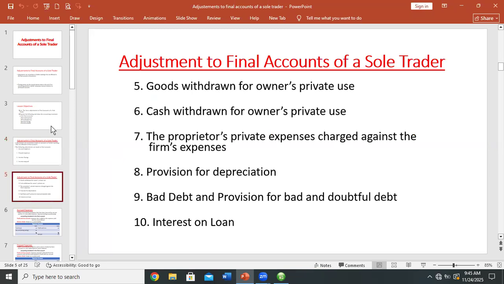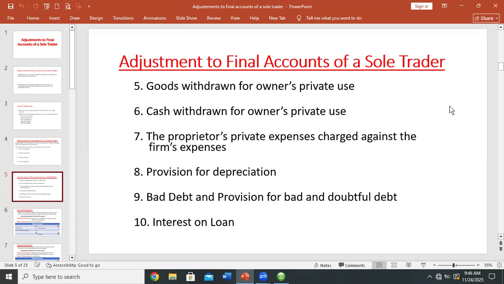5. Goods withdrawn for owner's private use. 6. Cash withdrawn for owner's private use. 7. The proprietor's private expenses charged against the firm's expenses. 8. Provision for depreciation. 9. Bad debt and provision for bad and doubtful debt. 10. Interest on loan. Okay, thank you very much.